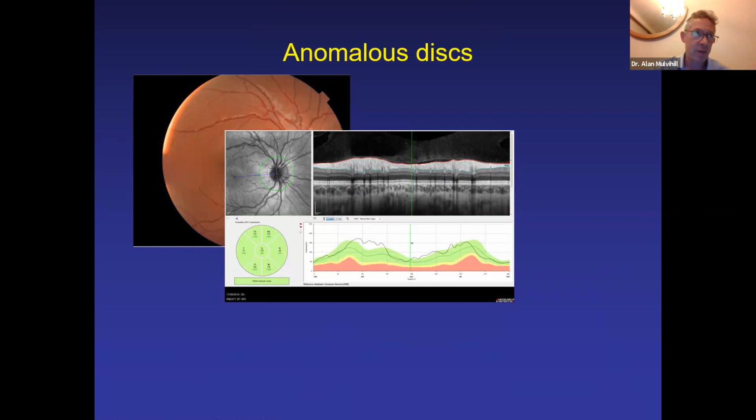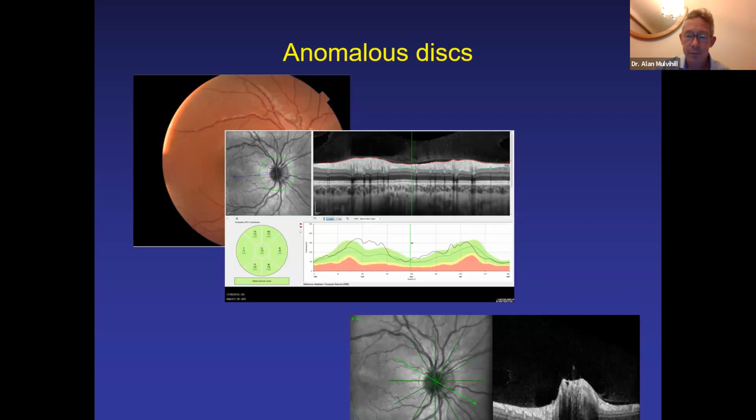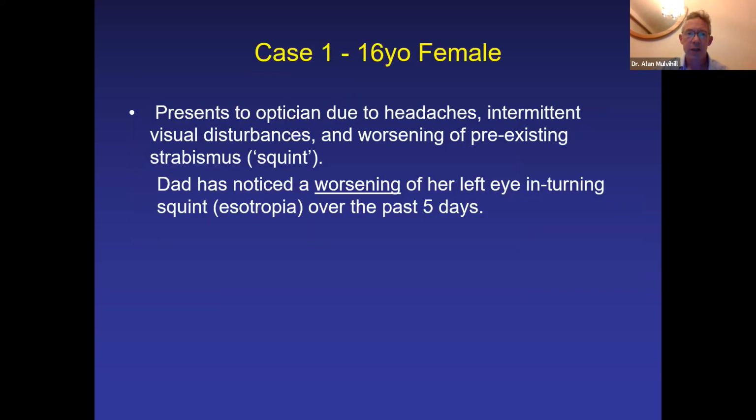And it can be useful for monitoring changes in the papilledema by doing sequential scans to look at the thickness of the nerve fiber layer. You can tell basically whether papilledema is resolving. So, sorry, this is labeled case 1. It's actually case number 2. So this is a slightly different case.